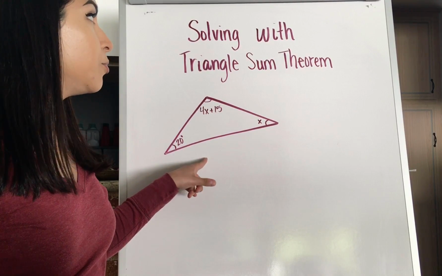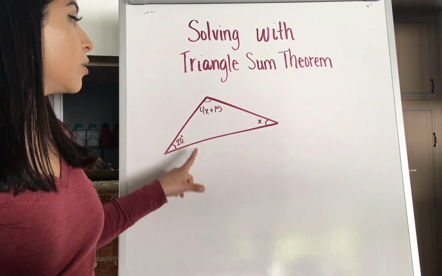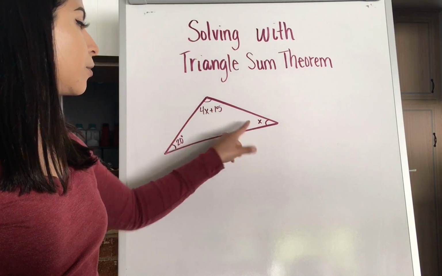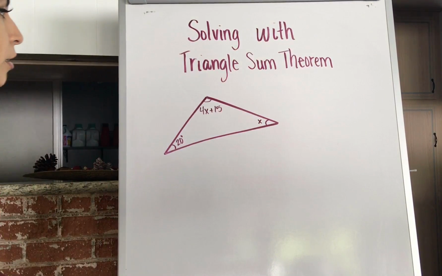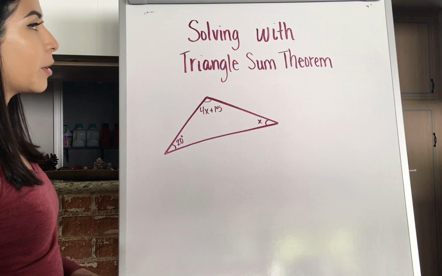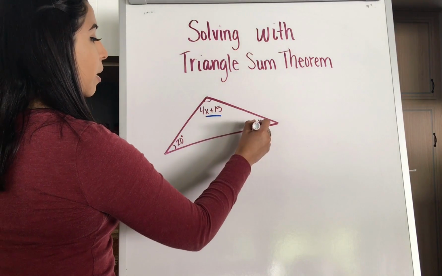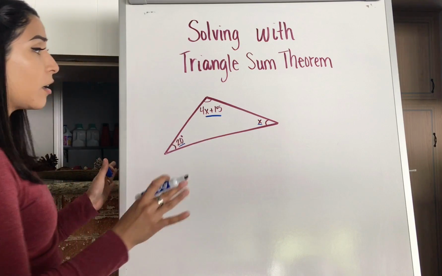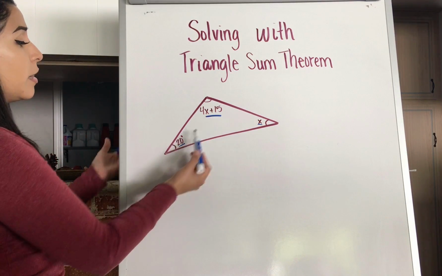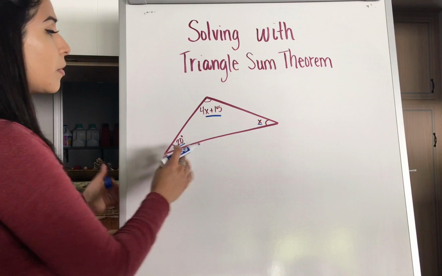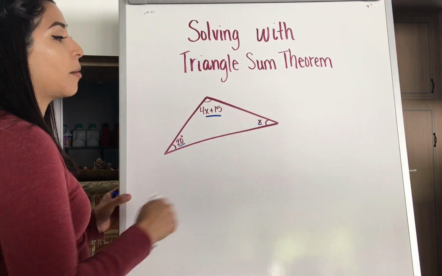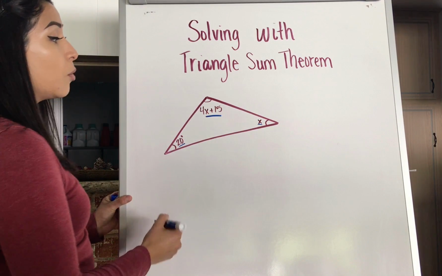Alright, so now we're going to use the triangle sum theorem to solve for these three angles here. The triangle sum theorem says that when I add up all of my angles, no matter what they are, they could be more complicated than this, they could be as simple as this, no matter what my three angles are, I'm going to add them up and it's going to equal 180.